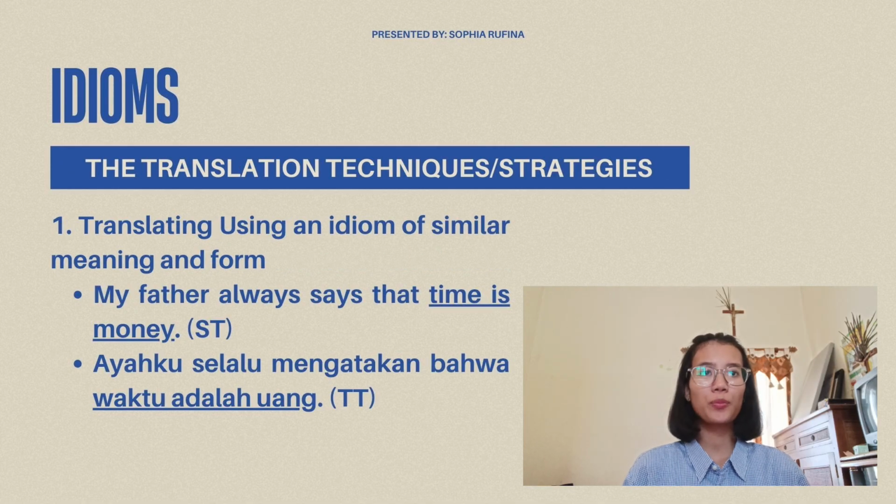To overcome these problems, translators can use these techniques or strategies. Number 1 is translating using an idiom of similar meaning and form. For example, look at the source text. My father always says that time is money. In the target text, we can use an idiom that has the exact same meaning and form. So, it becomes, ayahku selalu mengatakan bahwa waktu adalah uang.